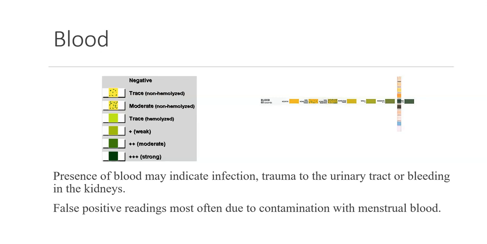So if you have a woman of childbearing age, the doctor may want to find out where she is in her cycle, because if she has blood and she's on her period, then of course it's very difficult, even if you do a clean catch, to not get a urine that's contaminated with blood.